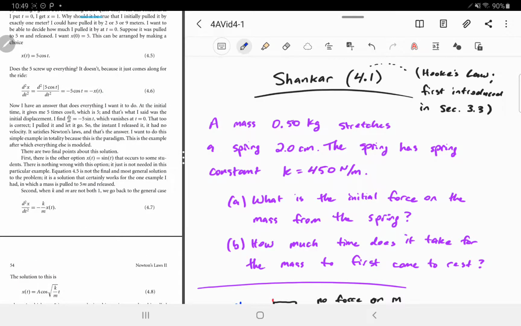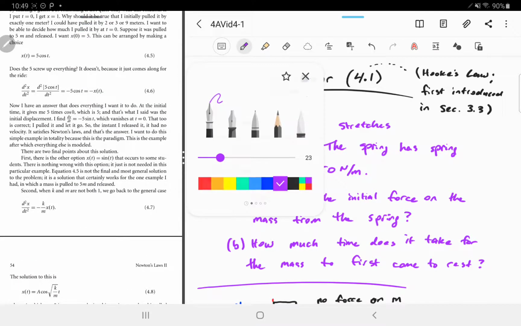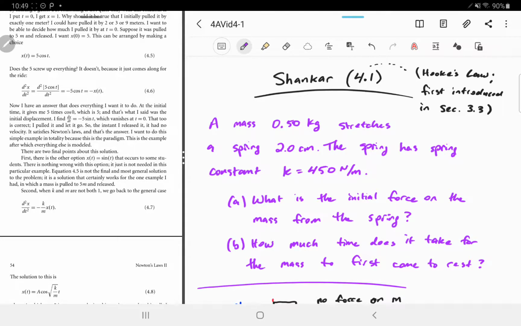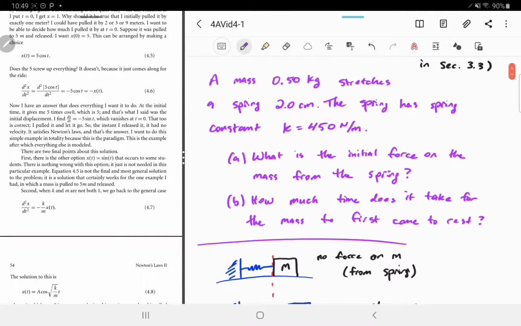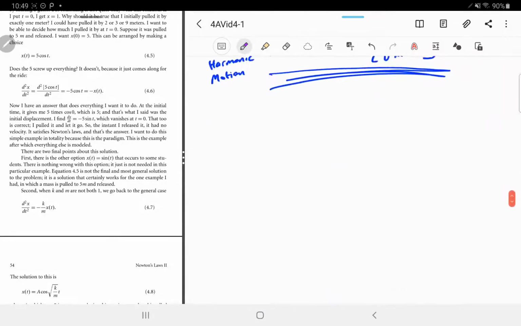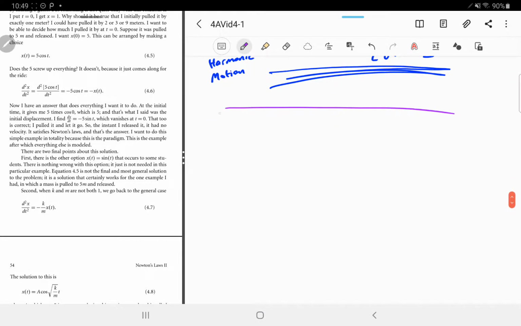Okay, I think we can go back to our problem here. A mass stretches a spring by 2 centimeters. The spring has spring constant k equals 450 newtons per meter. A, what is the initial force on the mass from the spring? Well, this might just be a straightforward application of Hooke's law.